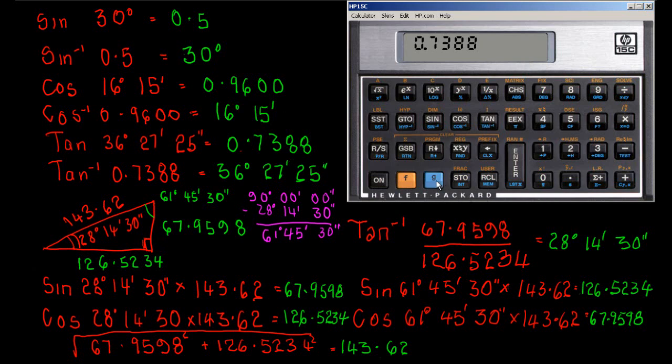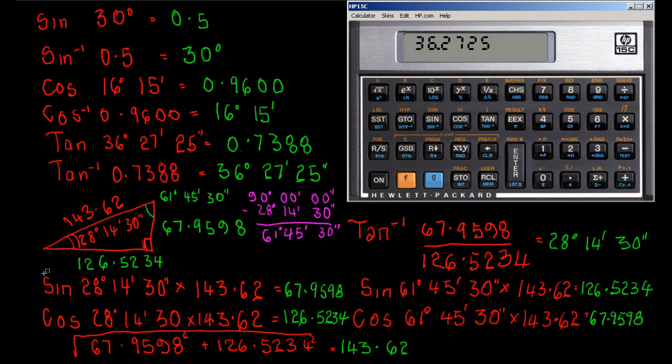So we would expect the answer to be 36, 27, 25. So here we go with the inverse tan, and of course we get 36.4569, not quite what we expected, but we know that's in decimal degrees, so we have to convert that to degrees, minutes and seconds. 36 degrees 27, 25. Bang on the money.